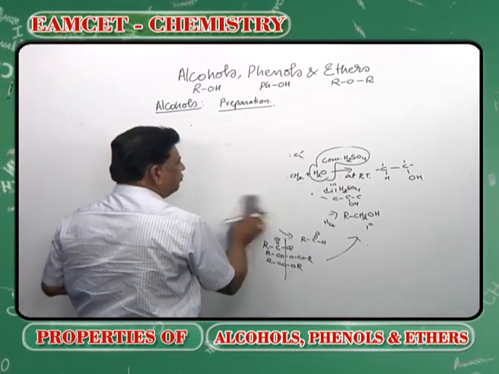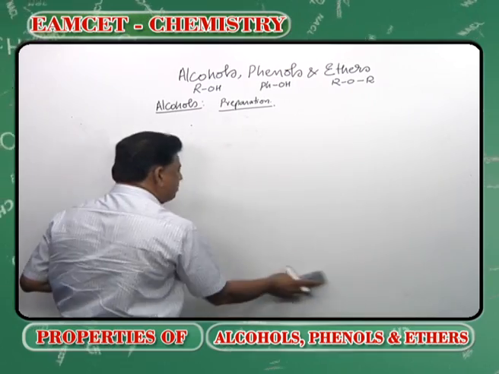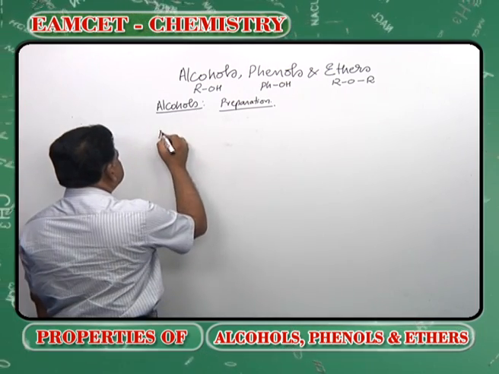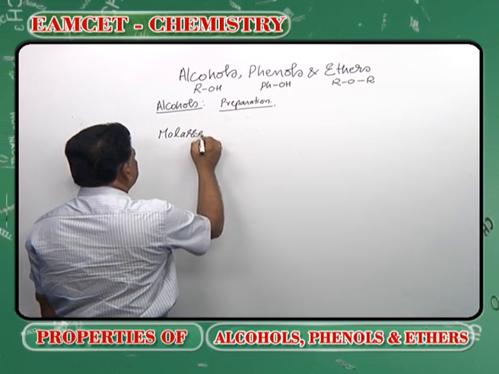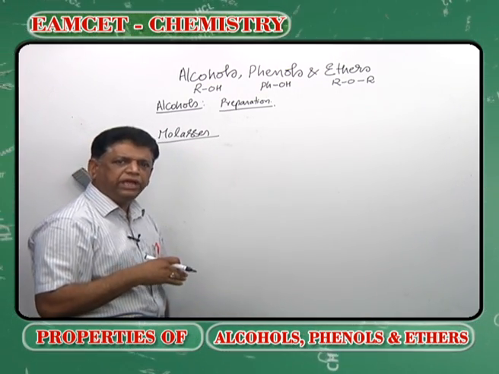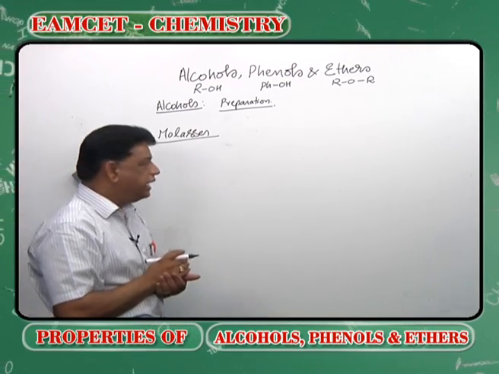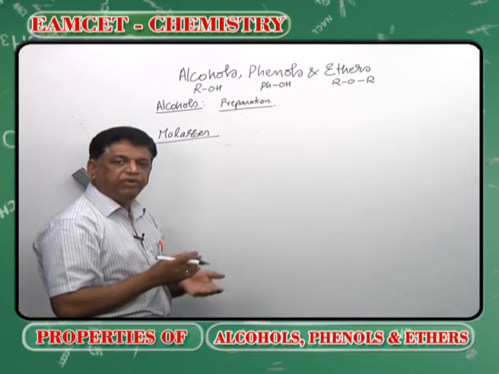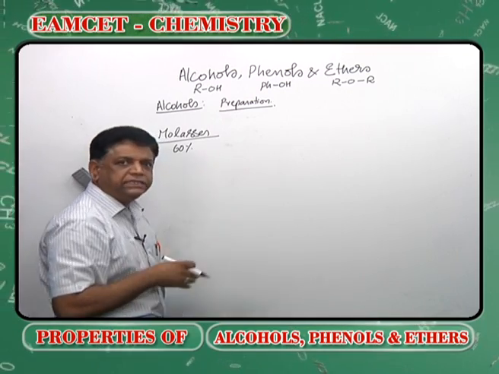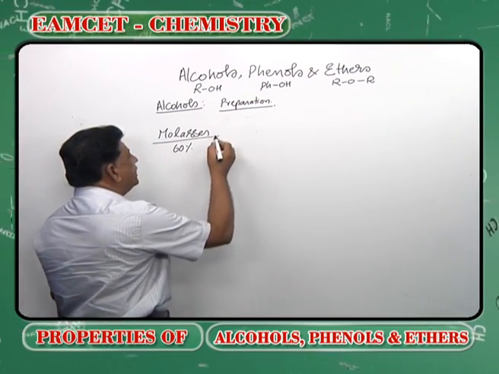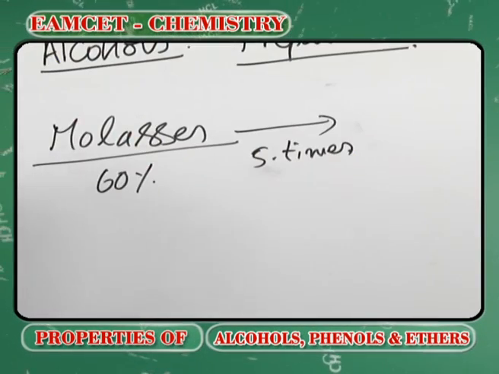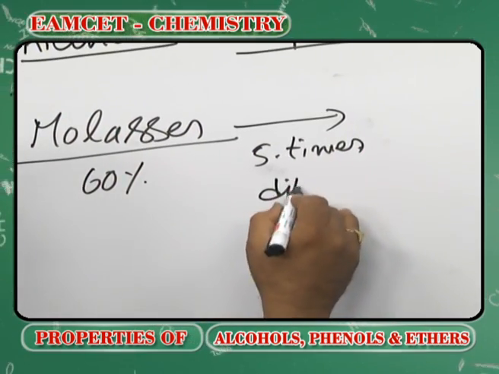Especially in the case of ethyl alcohol, we have one commercial method, which is also asked frequently in examinations, that is from molasses. Molasses is nothing but the mother solution left after preparation of sugar, from which further extraction of sucrose is not possible. Almost 60% uncrystallized sucrose will be there in it. It is diluted 5 times: if you take 20 ml, you make it up to 100 ml. Some yeast is added.